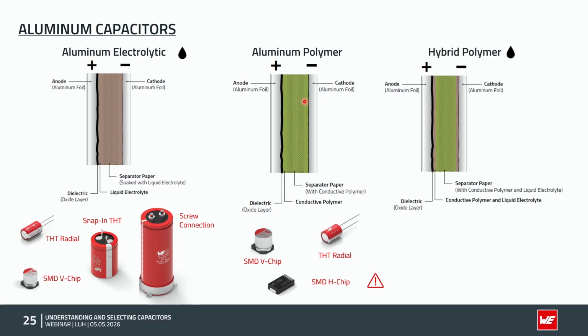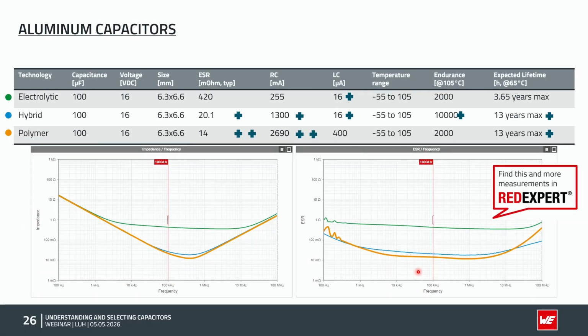But what can we do? We can add again some electrolyte, just a little bit of electrolyte. These are the hybrid polymer capacitors, where we produce a polymer capacitor and then add a little bit of electrolyte to have again the benefit of the limited leakage current and of the self-healing behavior. But also here the sizes are a little bit limited.